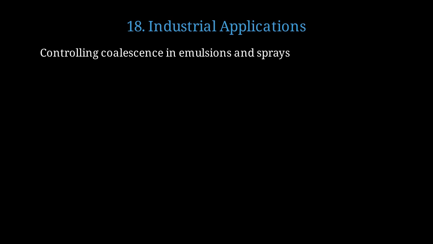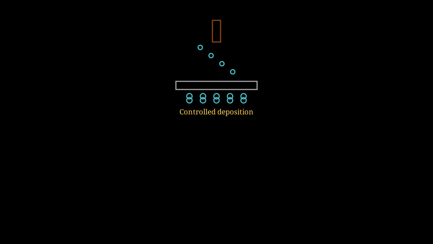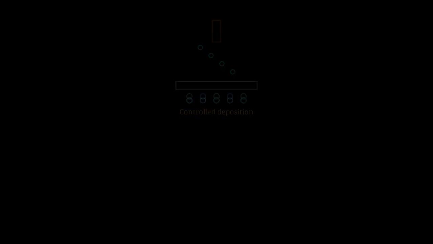Understanding coalescence has crucial industrial applications. Industries need to control coalescence in emulsions, sprays, and foams to optimize their products. Inkjet printing depends on precise control of droplet formation and coalescence for high-quality output. In printing, droplets must land and coalesce in precise patterns, requiring deep understanding of these dynamics.